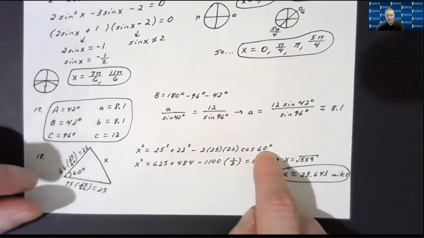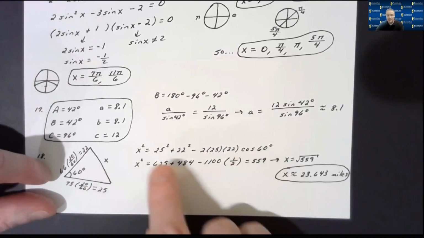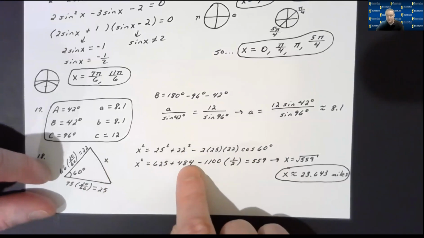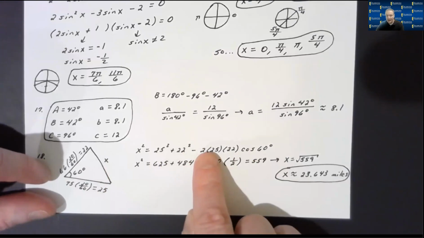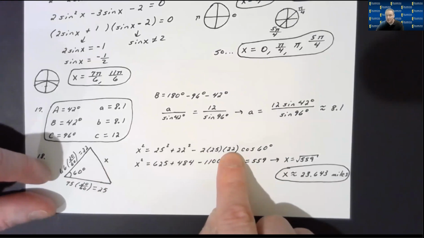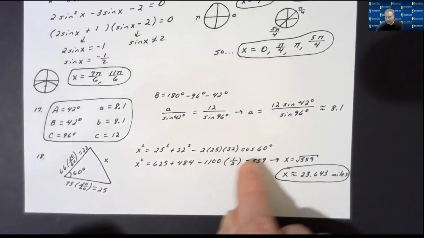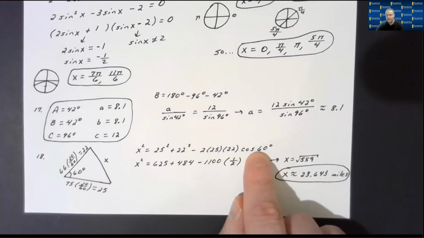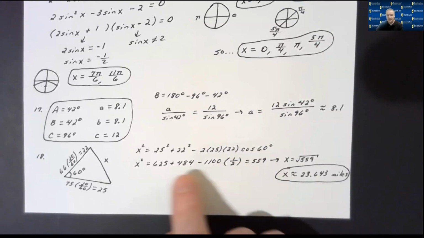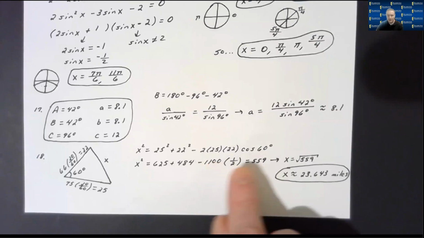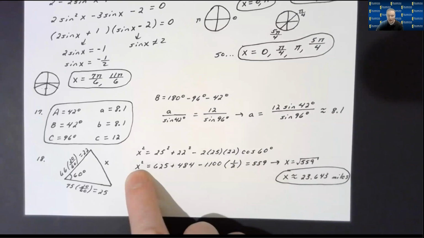Now this problem, the numbers work pretty easily. 25 squared is 625, 22 squared is 484. Here we have 50 times 22. 50 times 22 is going to give me minus 1100. And I know that the cosine of 60 degrees, that's just going to give me 1/2. So I'll have my 625 plus 484 minus 550. That's going to give me 559. But I know that that's equal to x squared.